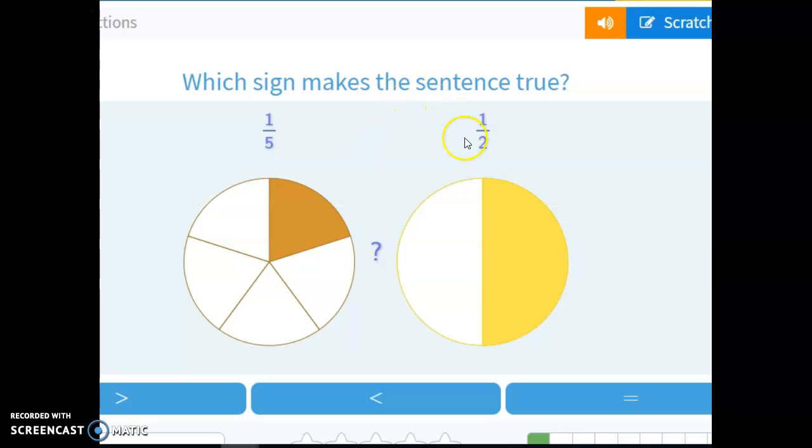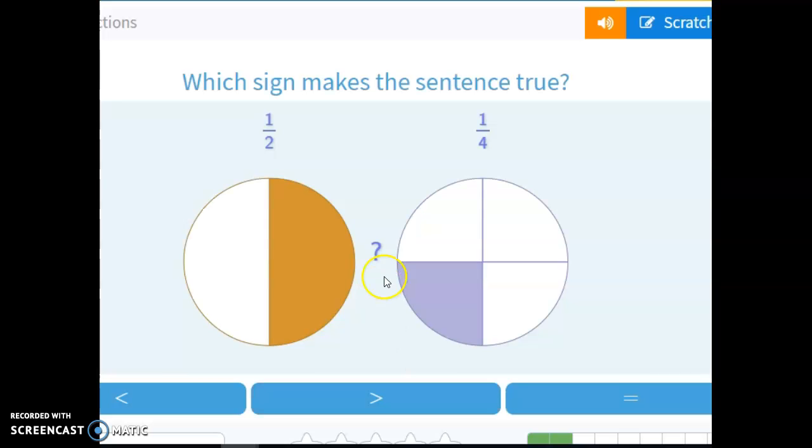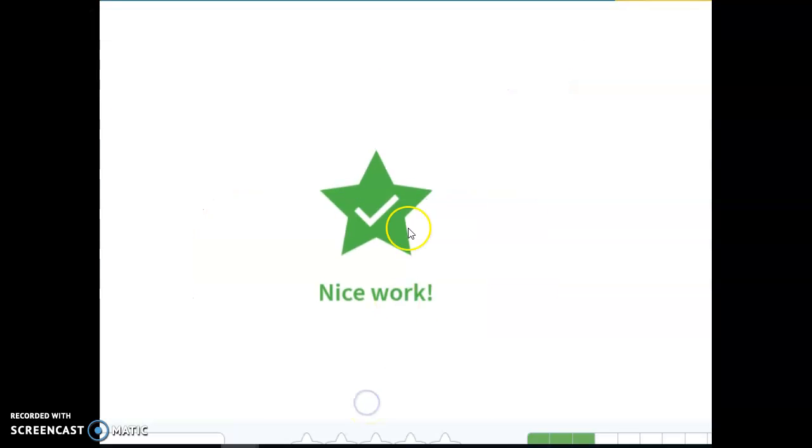Which sign makes the sentence true? Yes, there's a 5 here, but let's look at the fraction. Which one takes up more space? Which one actually is bigger? Well, 1/2 is bigger because it takes up more space. So I would choose this sign because it's going to eat the bigger fraction. Okay, so once again, 1/2 is more colored in than 1/4. So I would say 1/2 is greater than 1/4.